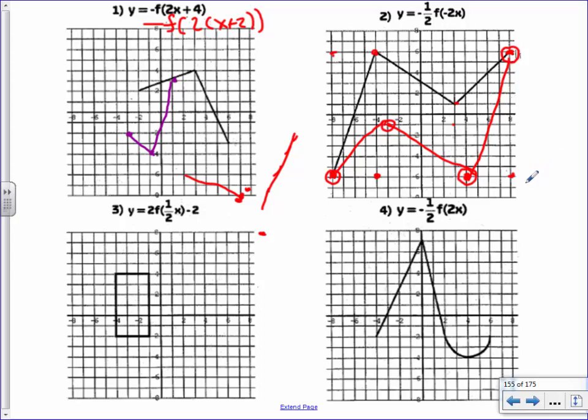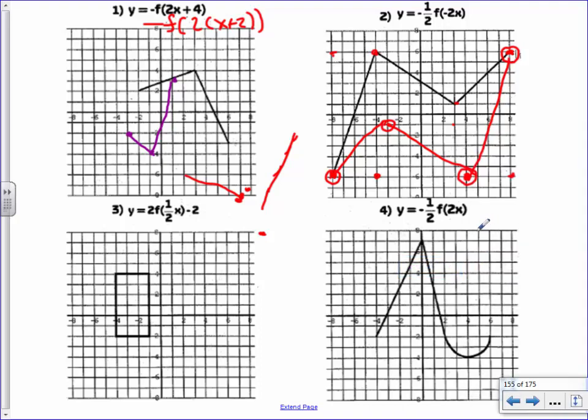is that new graph now? So it's been flipped over and upside down. Does that make sense what I just did? So those are the negatives. I still haven't actually dealt with the 2 and the 1/2, but I'll get to that.